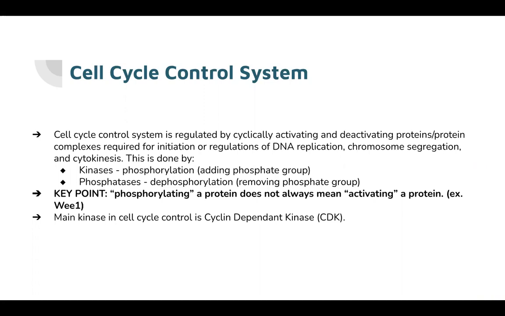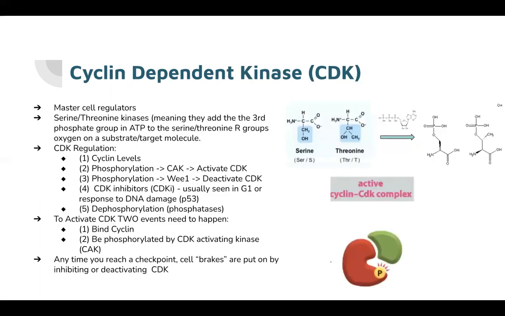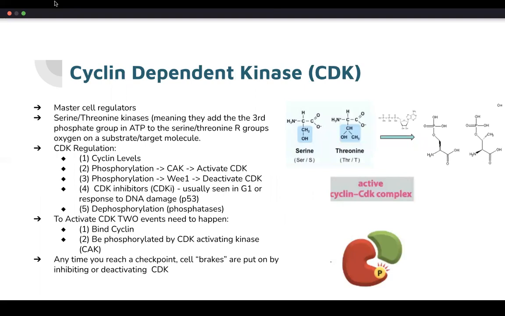And a key point here that Iris will talk about later is that phosphorylating a protein doesn't always mean activating it, right? An example of this is WEE1, which we'll talk about in a couple of slides. And just the last point here, remember, our main kinase doing a lot of these functions is CDK, cyclin dependent kinase. Are there any questions on any of that? All right, awesome.